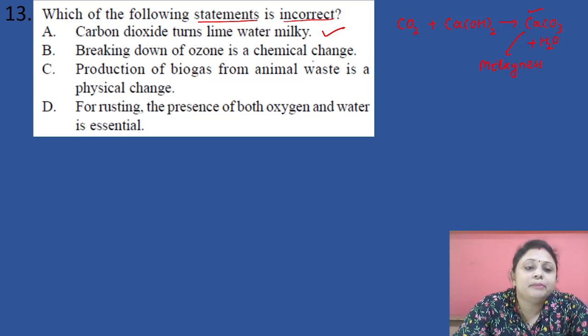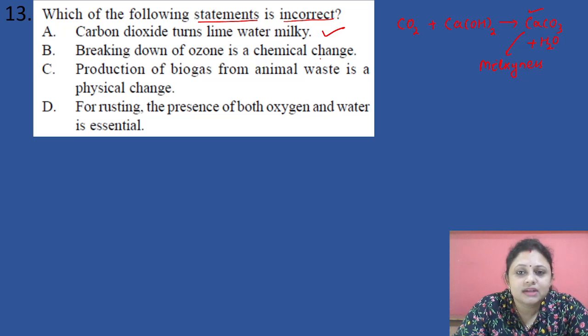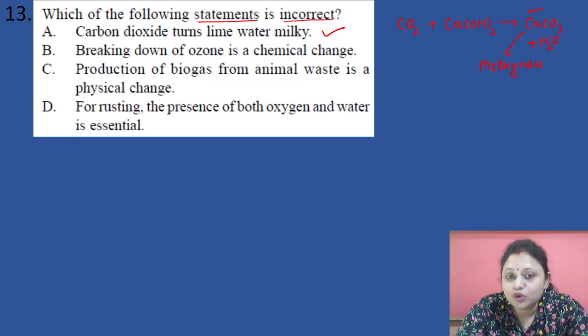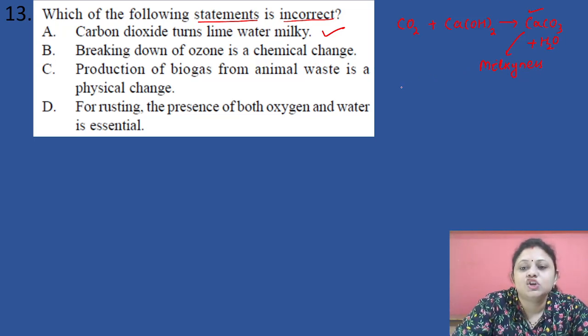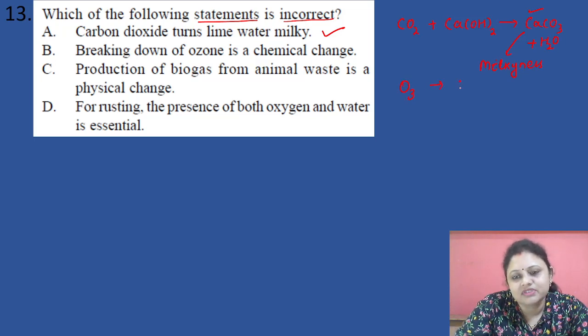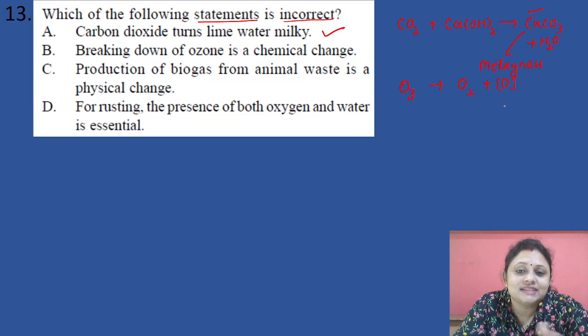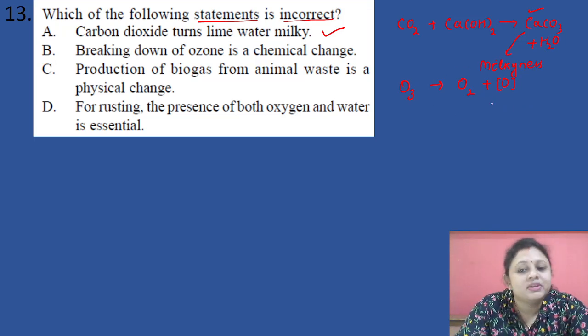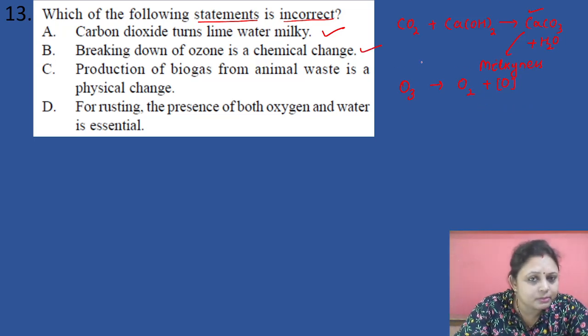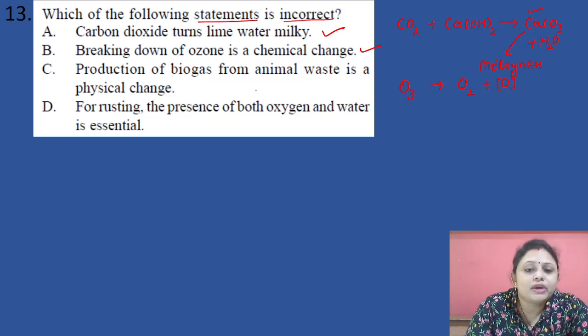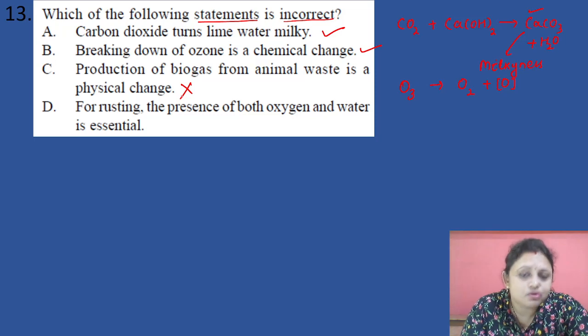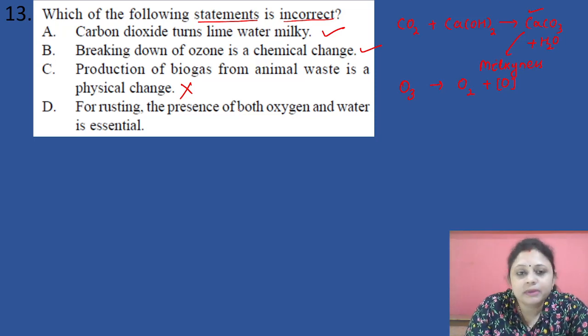Okay. Then, breaking down of ozone is a chemical change. So if we are getting a new product, then it is a chemical change. Ozone, O3, when it breaks down, gives rise to O2 and atomic oxygen. Atomic oxygen, or we can say nascent oxygen. Okay, so new substances are formed. These are chemical changes. Production of biogas from animal waste is a physical change. No, a new substance is formed during the reaction. So it is a chemical change.